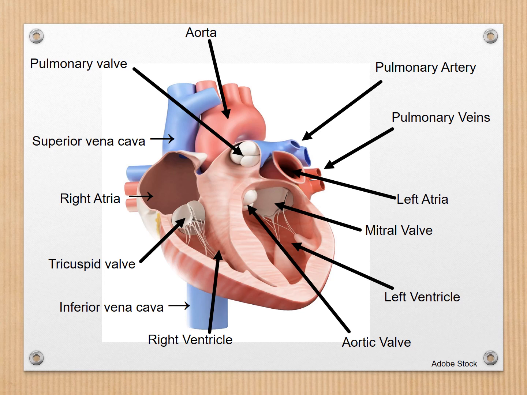The left and the right side of the heart is divided by a thin muscular wall called the septum. This prevents the mixing of the oxygenated and unoxygenated blood between the 2 sides of the heart.